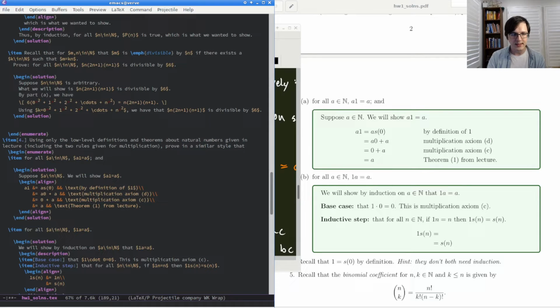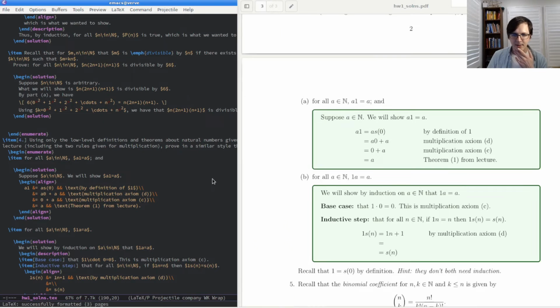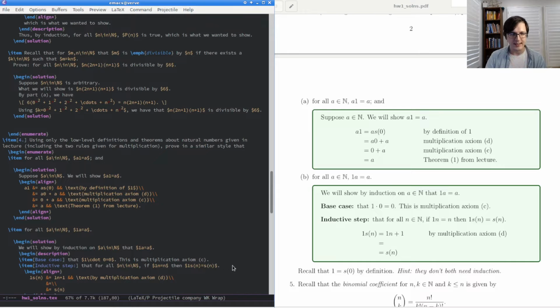1 times n. It's a little weird seeing 1n with that. Like, 1 is never a coefficient, but oh well. Okay, so our reason is by multiplication axiom D. And now we need another thing to get to where we're going, because we're not at Sn yet. So 1n. Oh, right, I didn't actually set things up.